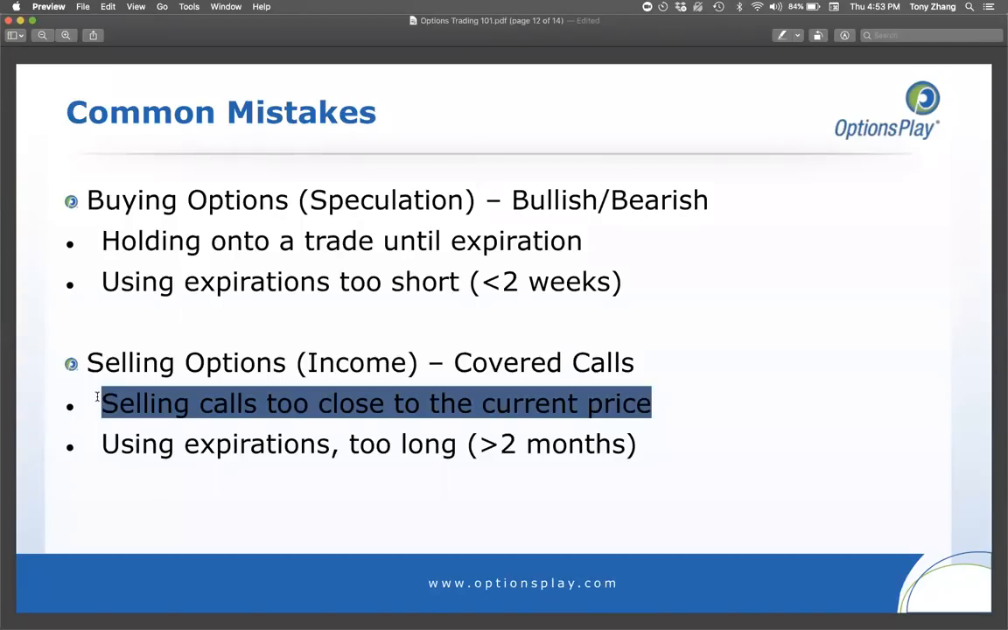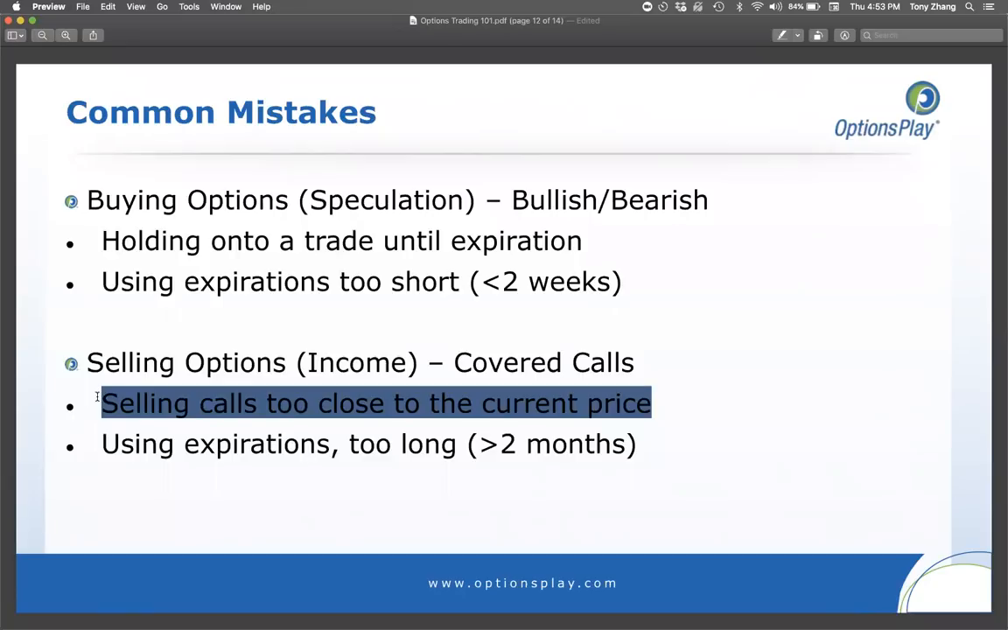People do it because there's a higher amount of income when you're selling calls that are close to the current price. However, based on our back testing, and we cover more about this during our covered call seminars, it really caps the potential gains you have on your underlying stock. And that's not something you want to do in the long run, because that's going to underperform your portfolio.